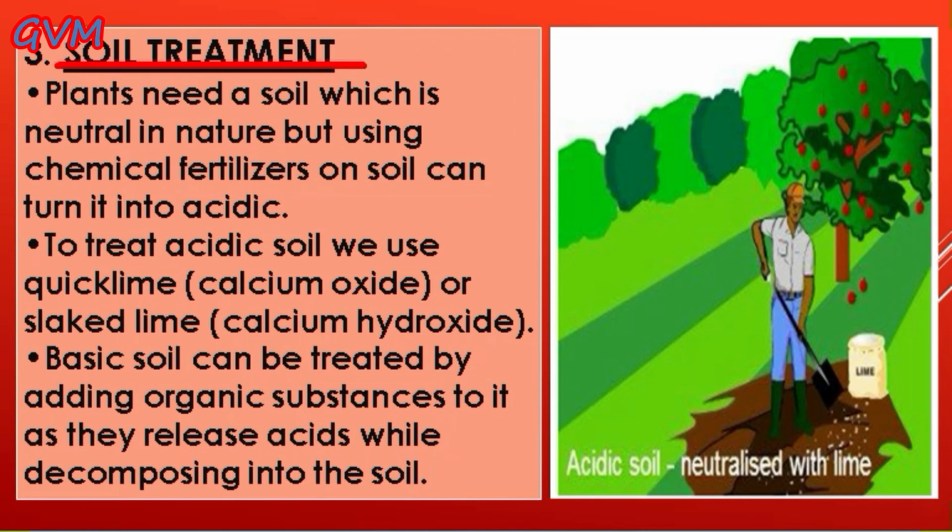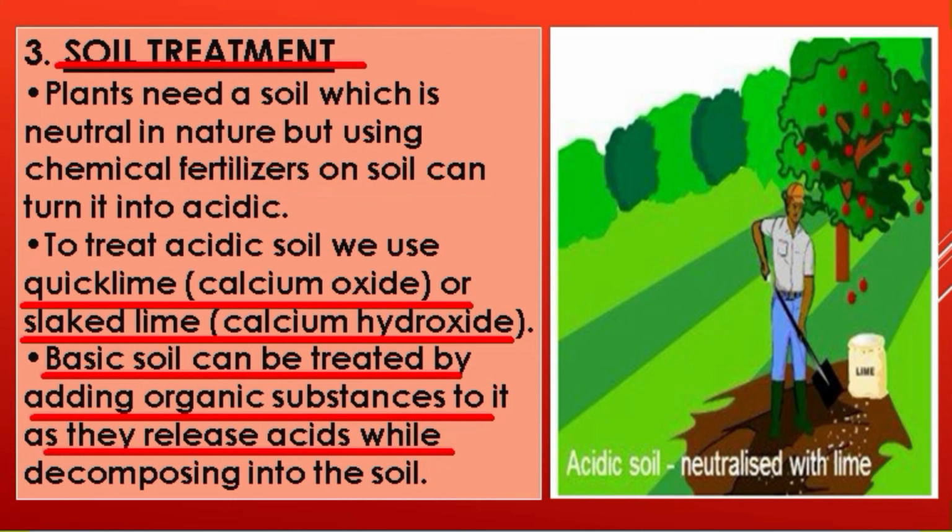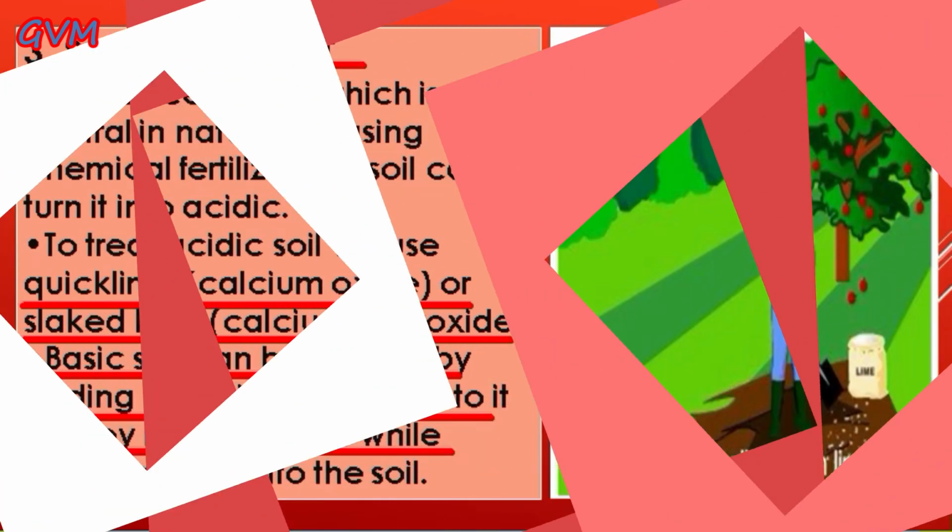So in order to reduce the acidity of the soil, we use quicklime, meaning calcium oxide, or slaked lime, meaning calcium hydroxide. In the same way, students, if the soil becomes too basic in nature, then it can be treated by adding organic substances to it, because they release acid while decomposing into the soil. So students, that's how we can reduce both the excess acidity or excess basicity of soil.